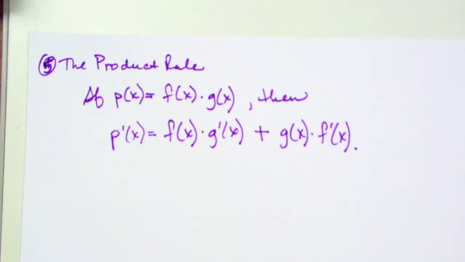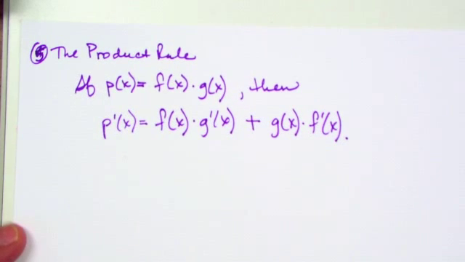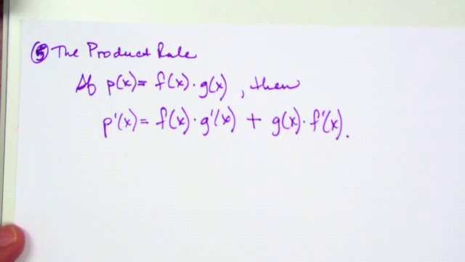Okay, so everyone say this with me. Okay, the product rule is this: the first times the derivative of the second plus the second times the derivative of the first. Okay, one more time. The product rule says this. The first times the derivative of the second plus the second times the derivative of the first. Very good.